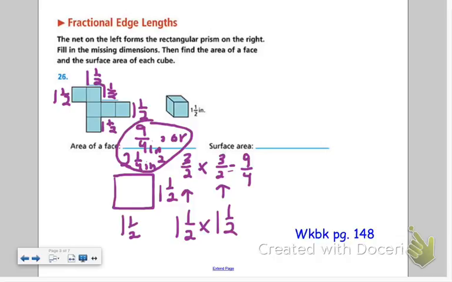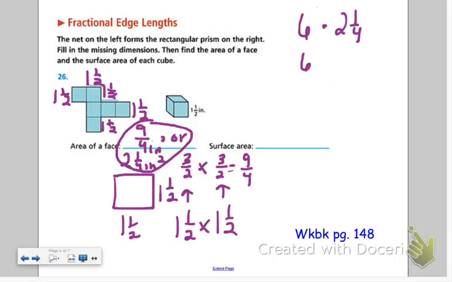What I can do next to find the surface area of the whole cube is to find the area of all 6 faces together. Now I could do 2 1/4 plus 2 1/4 plus 2 1/4 and keep going until I add up all 6 faces. Or one of the easiest ways might be to just multiply by 6. If you have 6 faces and each face is 2 1/4 square inches, I could get my surface area that way.